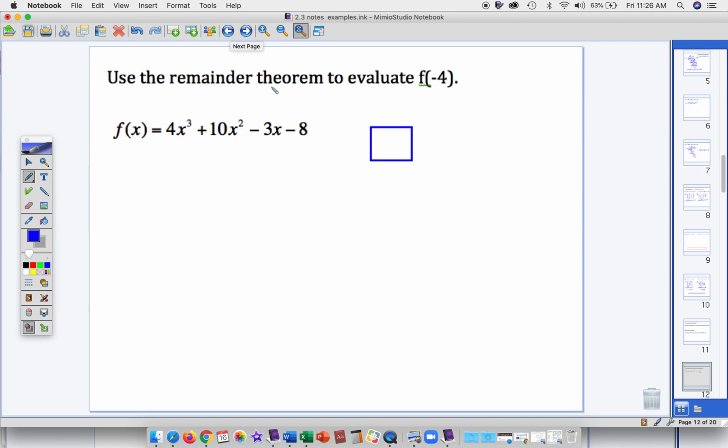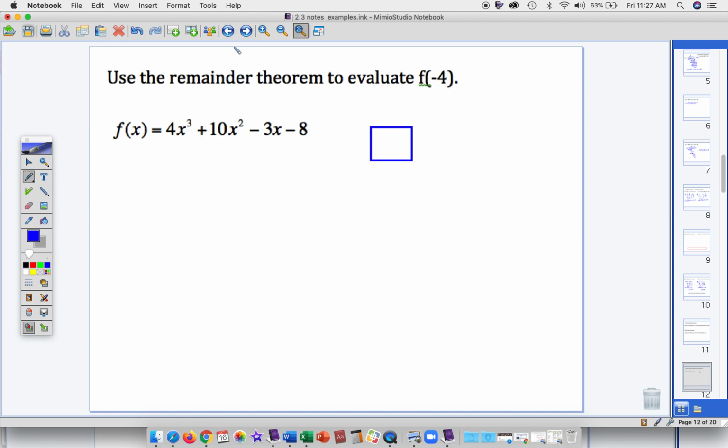So let's use the remainder theorem, and when you see this instruction, it means do the division, okay, to evaluate f of negative 4. So you don't want to just take negative 4 and plug it in, right? You want to use the remainder theorem, so you want to use the division. So go ahead and try this, and let me warn you, you want to divide by negative 4. We don't change the sign here.